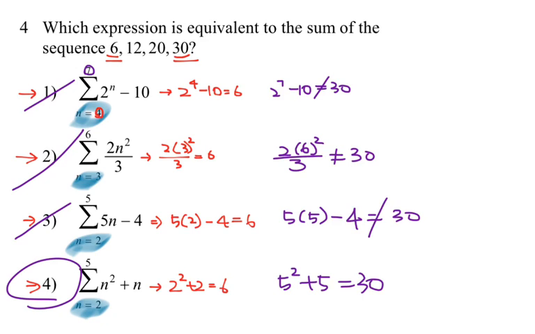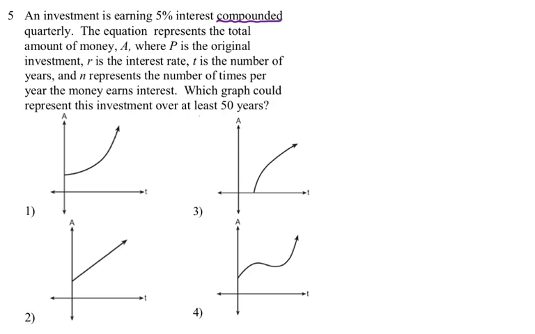Now, next one is number 5 here. We have an investment earning 5% interest compounded quarterly. Now, if you see compounded quarterly, that means our formula is this. A is equal to P, which is the principal value, times 1 plus r over n. n can be different values. As you can see here, quarterly means n is equal to 4. Monthly means n equals 12. Daily means n equals 365, and so forth.